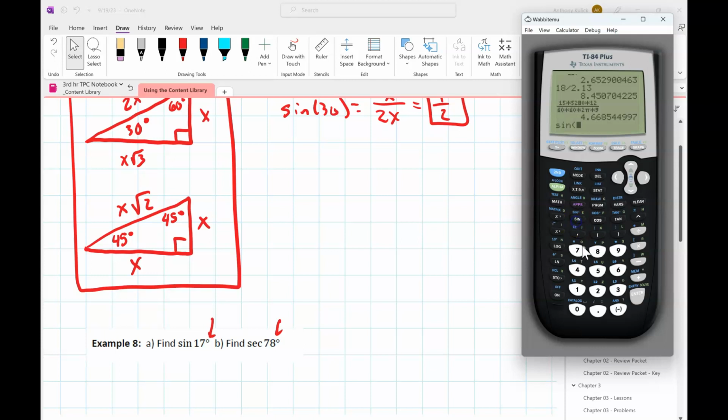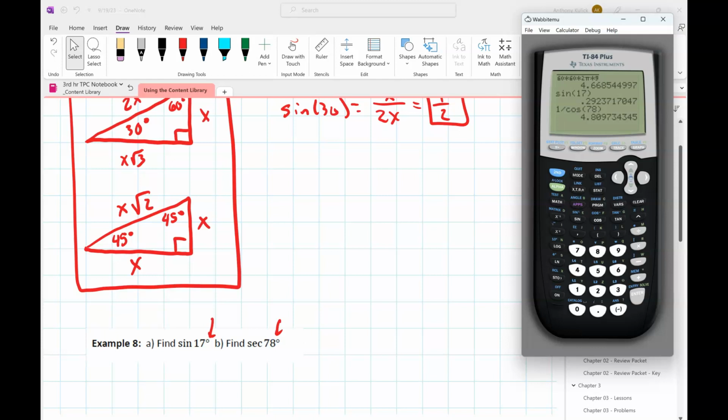So I'm just going to do sine of 17. That's easy enough. Feel good there? How do I do secant, though? I don't see a secant button on my calculator. Remember, what's the relationship between secant and cosine? They are reciprocals. So instead of typing secant of 78 in my calculator, I'm going to do 1 over cosine 78. And I'm done. Boom. Boom goes the dynamite, right?